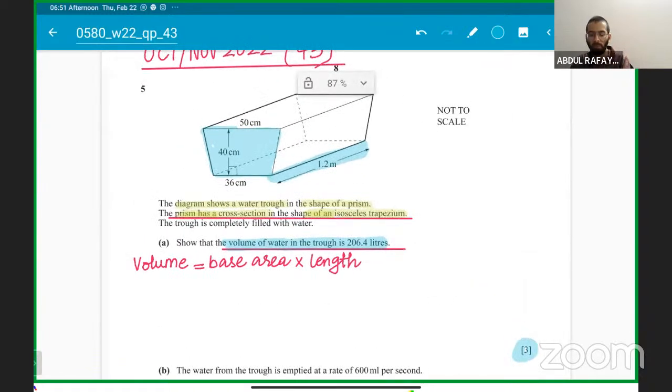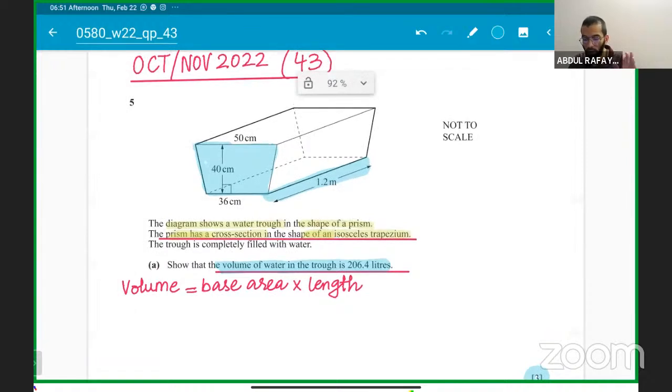I'll repeat. जब भी ऐसे shapes figures हो जहाँ पर एक base given हो, so we try to find out the area of that base, multiply by the length, and we will get it. Okay, everyone got it, guys?